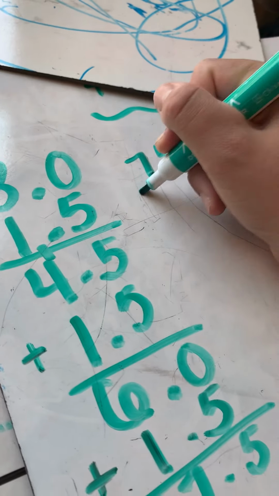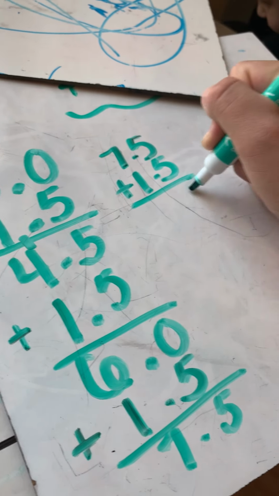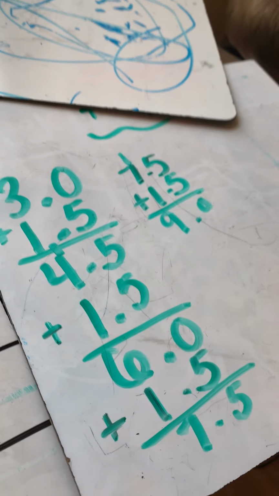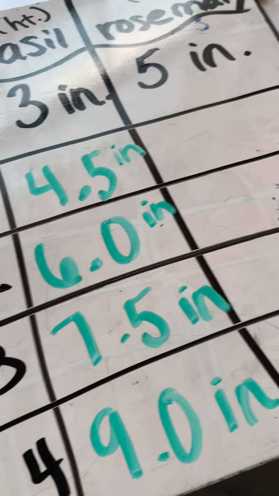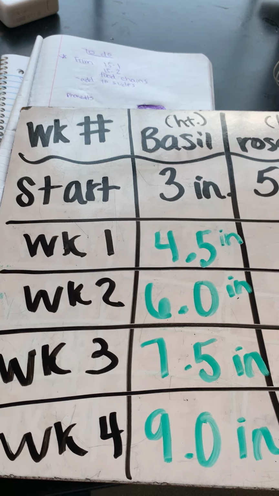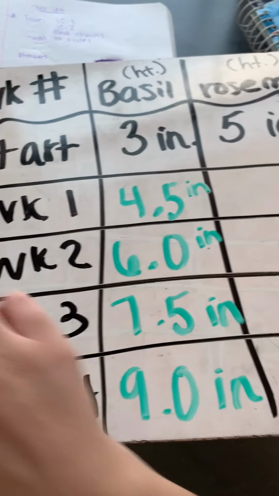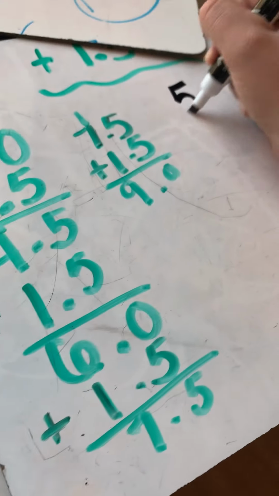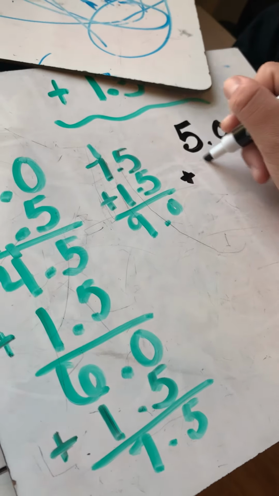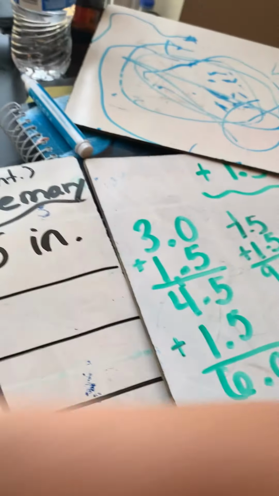And by week 4, it has made its way up to 9 inches. Okay, so the basil plant starts at 3 and ends off at 9. But let's see the rosemary plant. So 5 plus that 1.5.